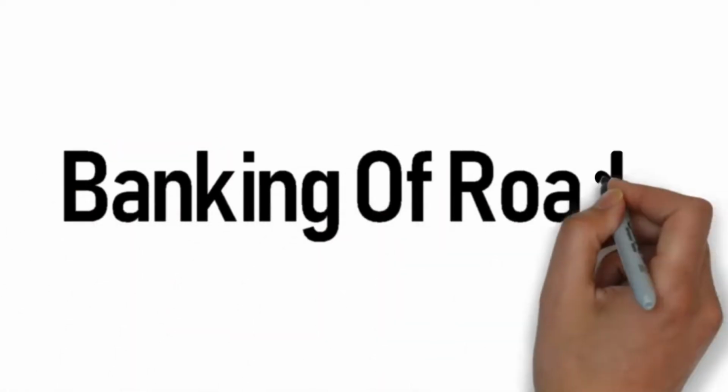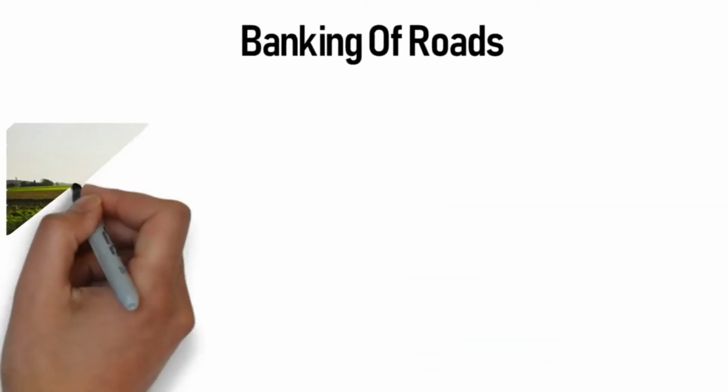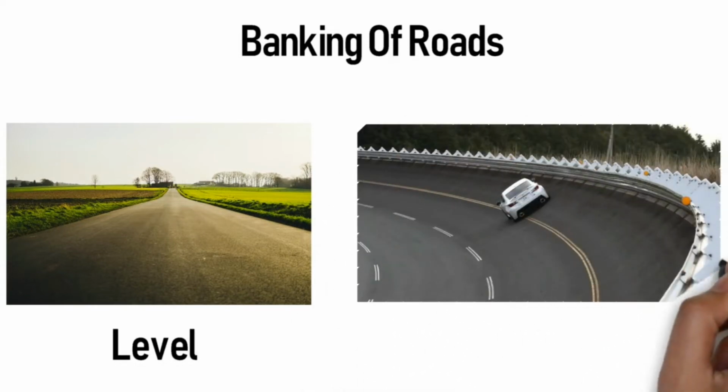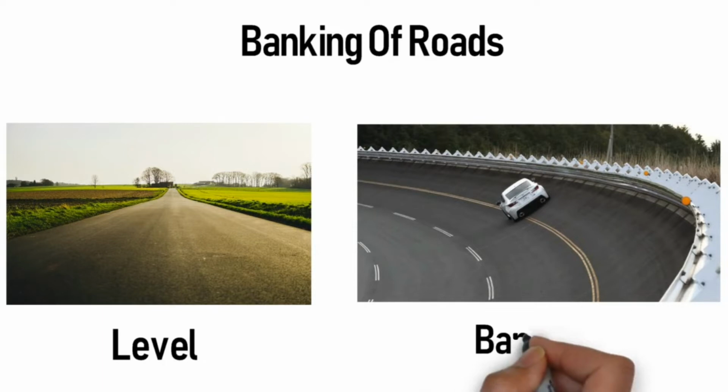Hey guys, let's talk about banking of roads. There are two types of roads, in which the first type is where the road is exactly horizontal, called level roads, and the second type in which the road is inclined with the horizontal. Those types of roads are called banked roads.